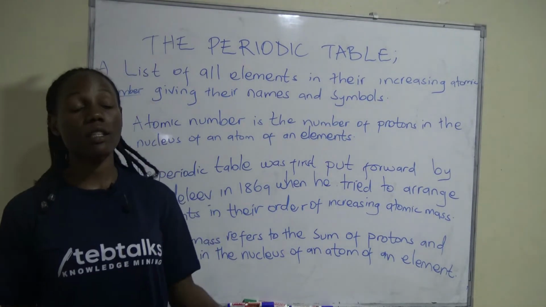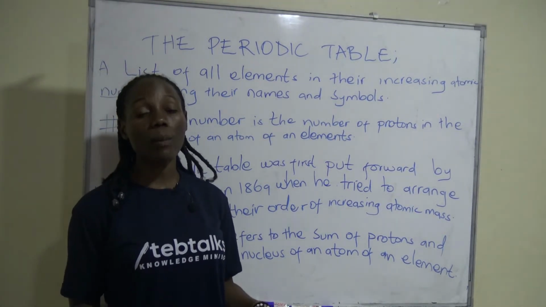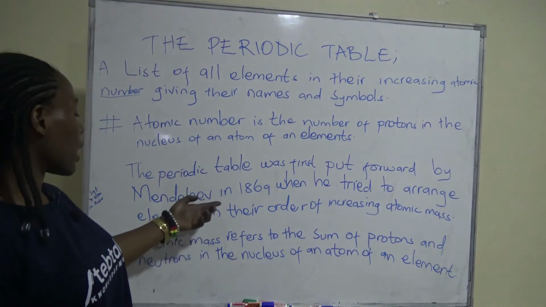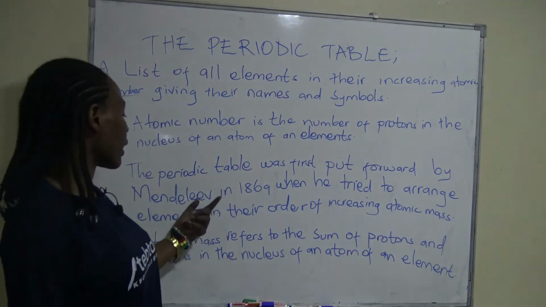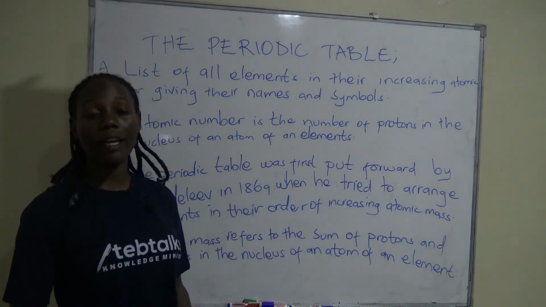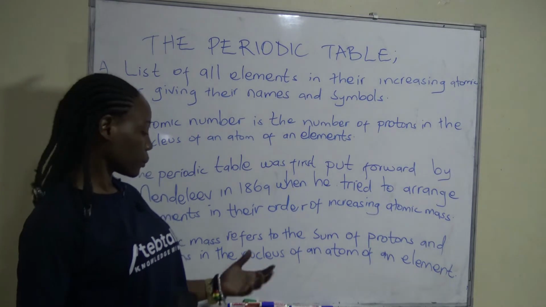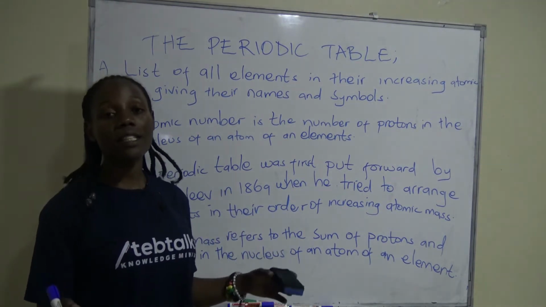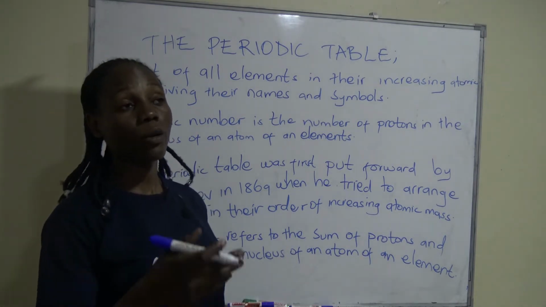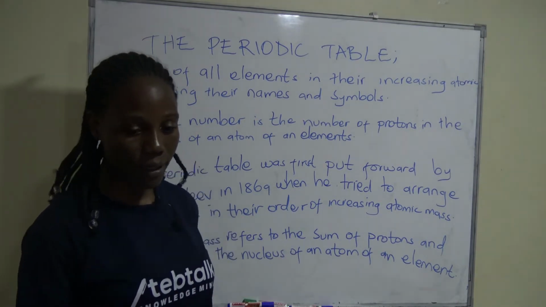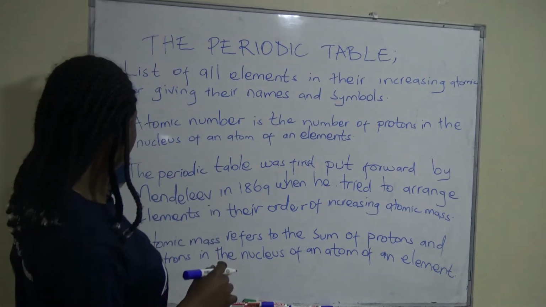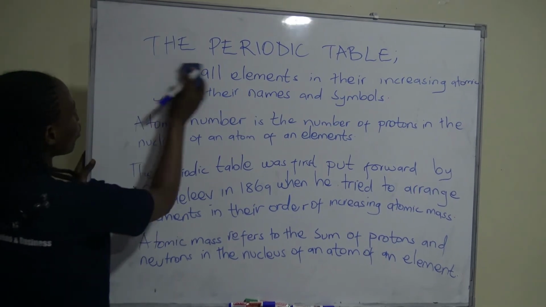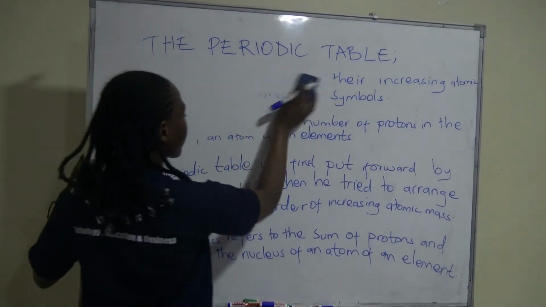Because we know the nucleus is found within an atom that makes up the element. So this grandfather of the periodic table, Mendeleev, in 1869, tried using the sum of protons and neutrons to arrange the various elements in their increasing order of atomic mass. As he was arranging them, he came up with what we call periods, and then the groups.